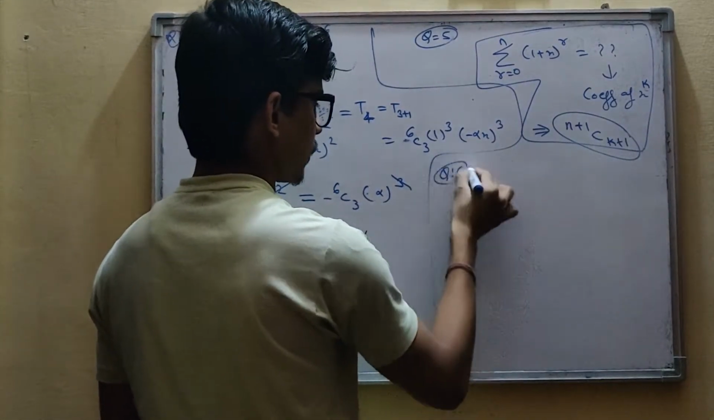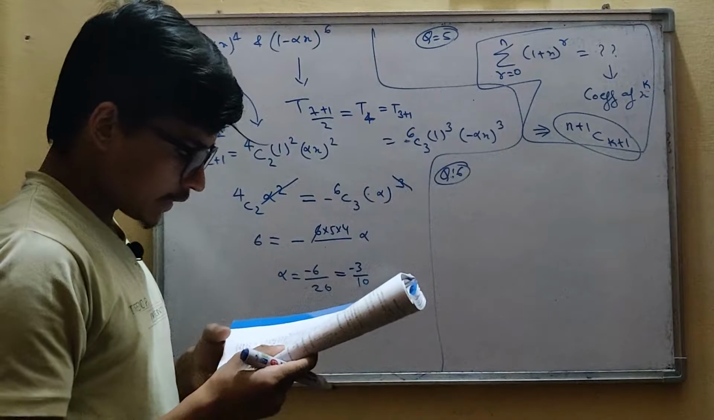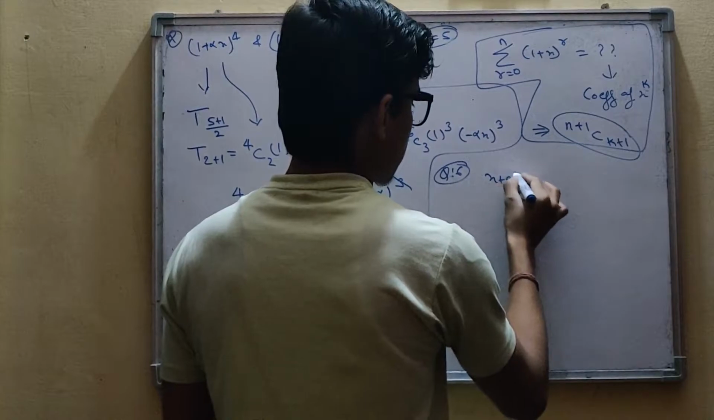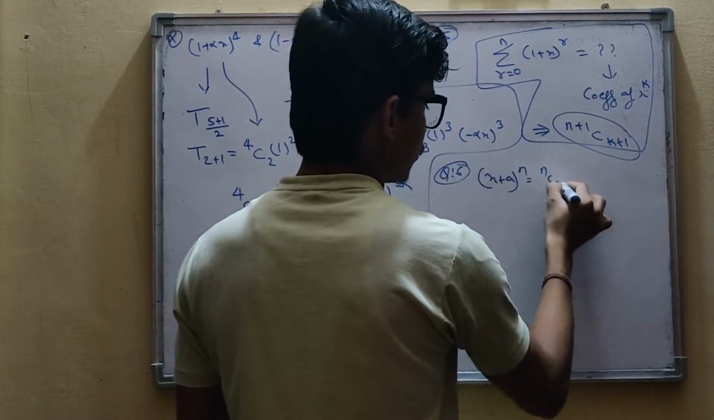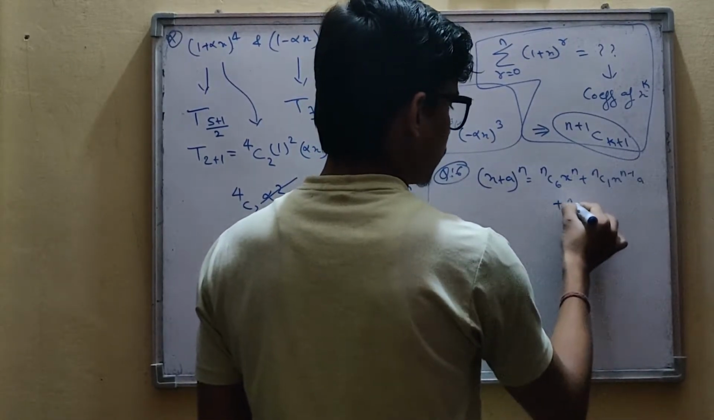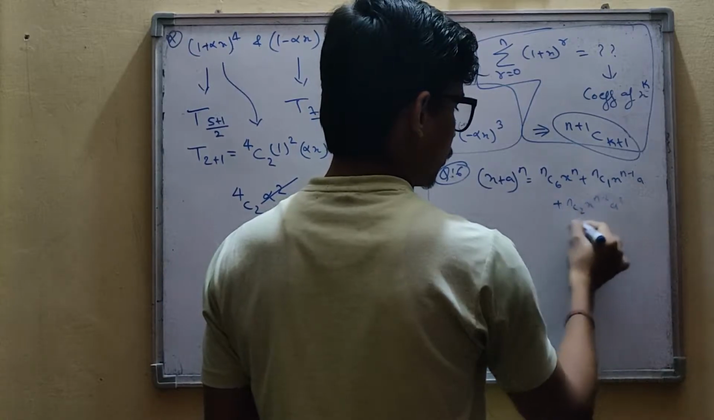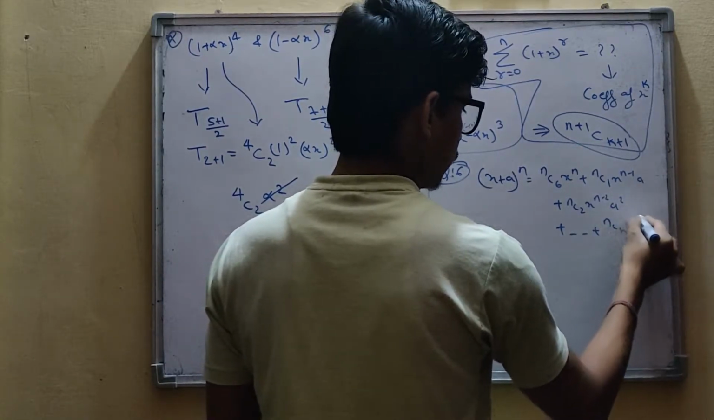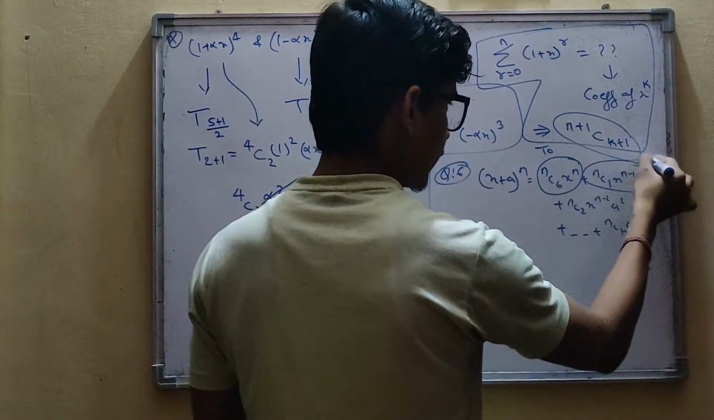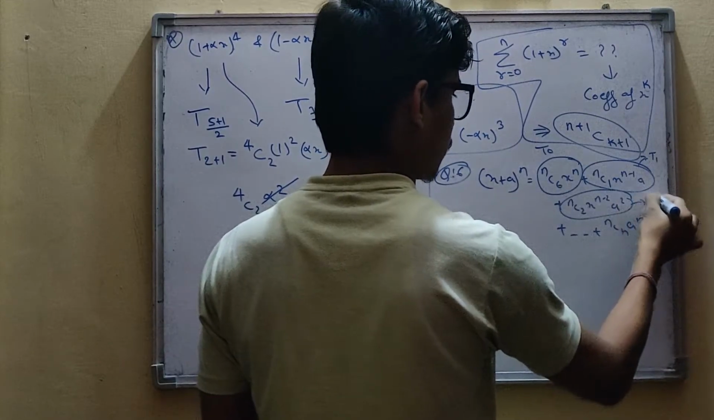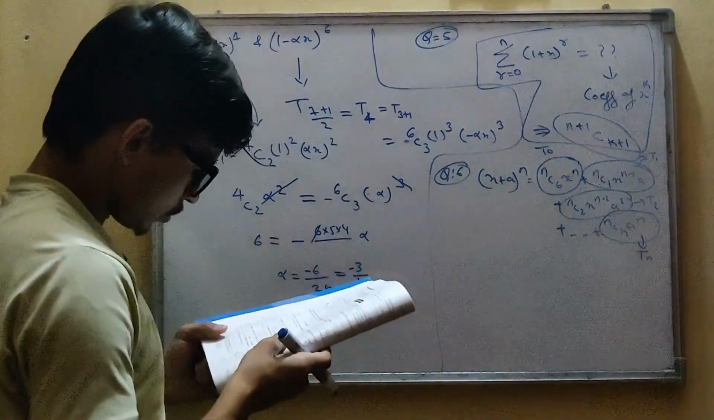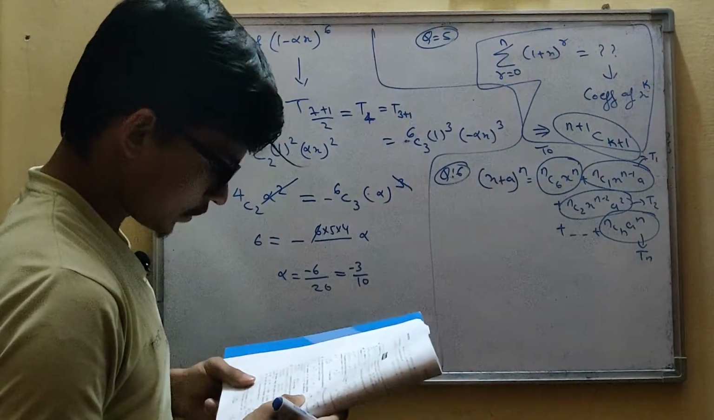Now the question number 6. The question number 6 is like this: t naught, t1, and so on. In the expansion of (x plus a) to the power n, how can I write it? nC0 x to the power n, plus nC1 x to the power n minus 1 a, plus nC2 x to the power n minus 2 a squared, plus and so on, nCn a to the power n. They are saying that this is your t naught, this is your t1, and this is your t2, and so on, this is your tn. So this is what they mean, right? And we are interested to find the value of t naught.